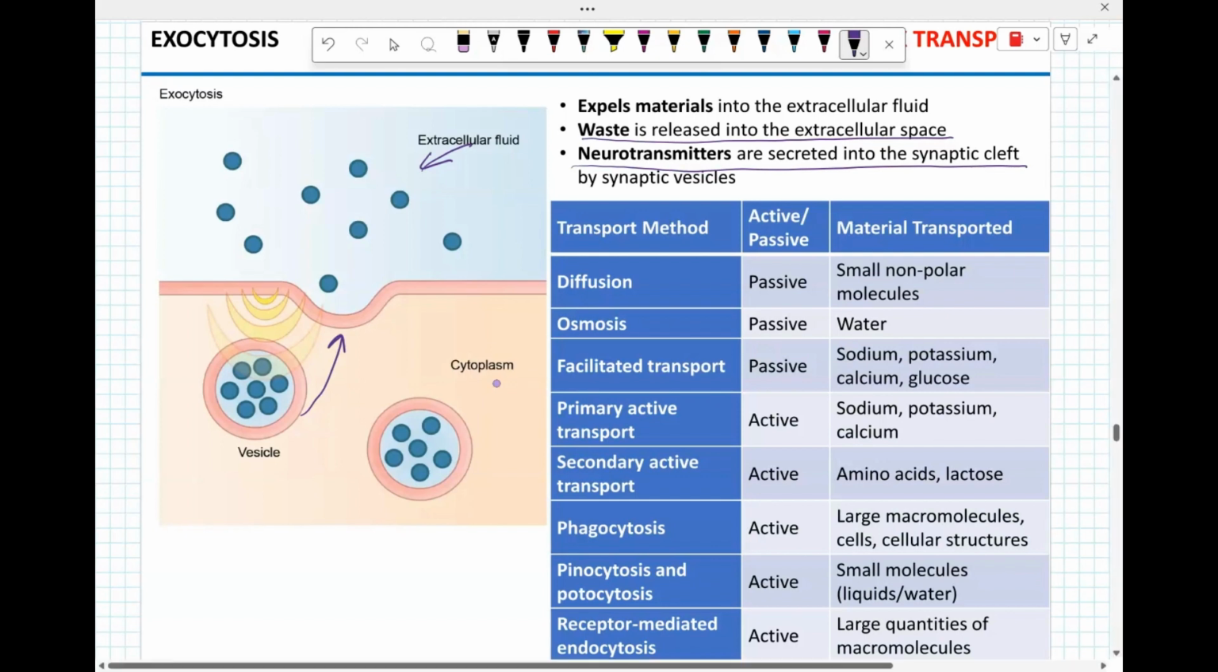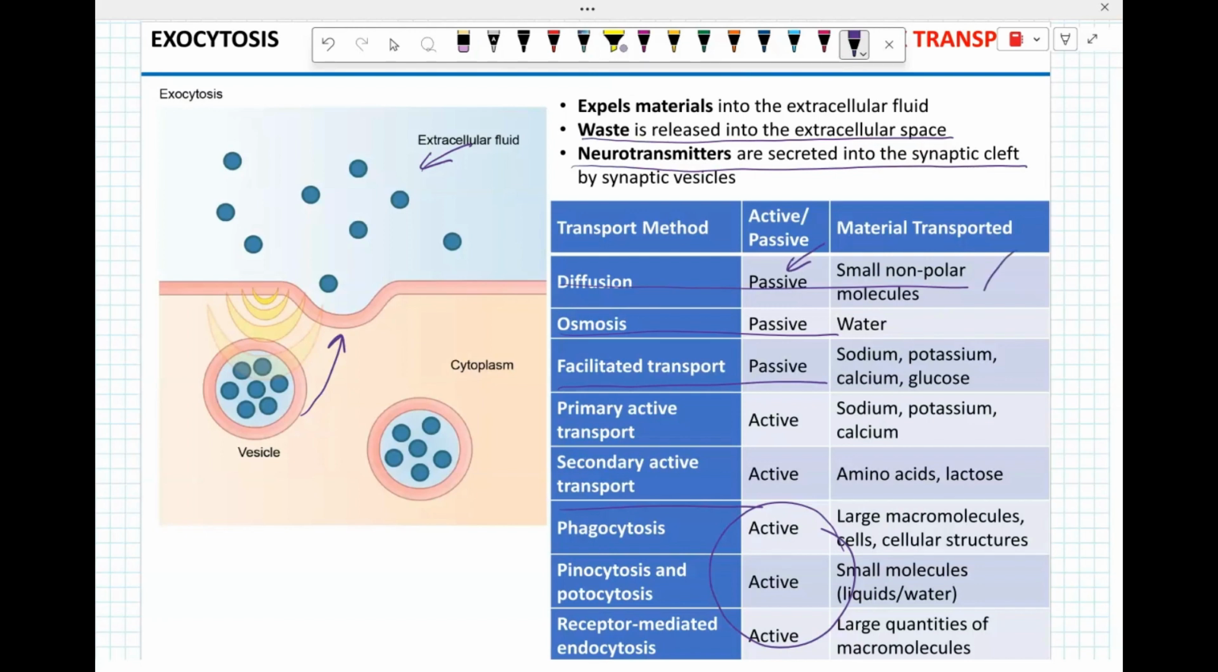This table summarizes different types of transport: diffusion, osmosis, facilitated diffusion, primary and secondary active transport, and 3 types of bulk transport. Please know whether the transport is passive or active, in other words, whether it requires energy or not, and what kind of material can be transported in these processes.